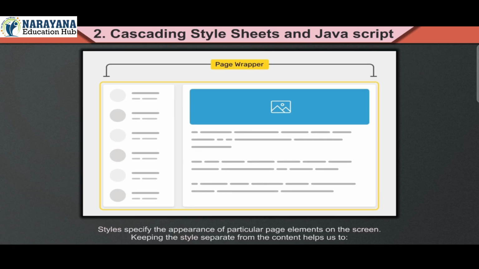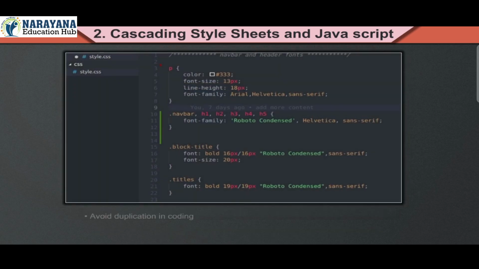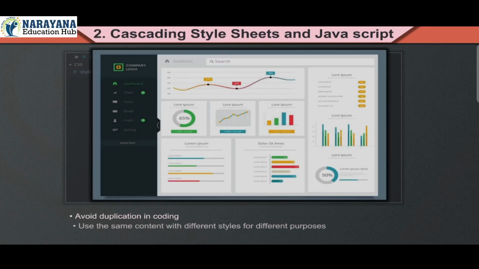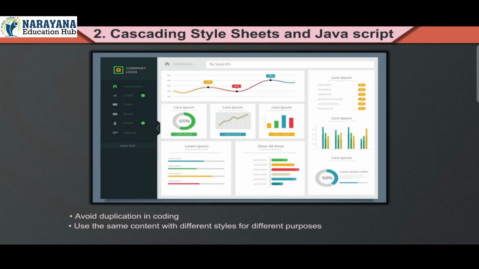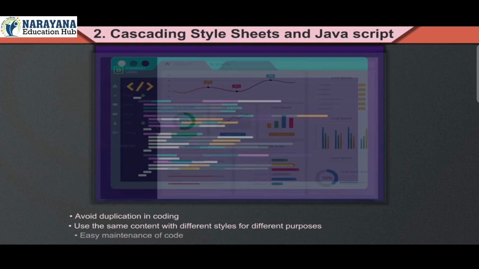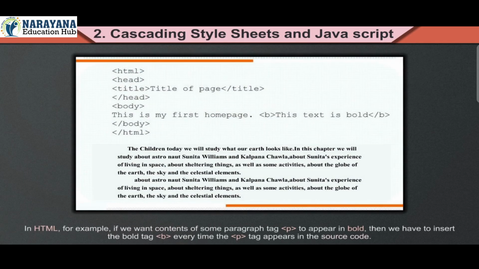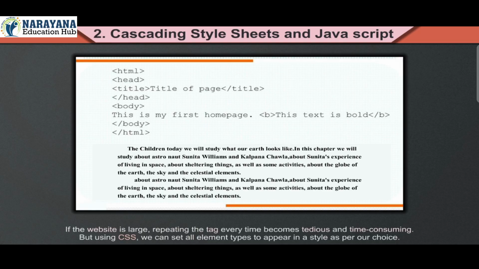Keeping the style separate from the content helps us to avoid duplication in coding, use the same content with different styles for different purposes, and maintain code easily. In HTML, for example, if we want the contents of some paragraph tags P to appear in bold, then we have to insert the bold tag B every time the P tag appears in the source code. If the website is large, repeating the tag every time becomes tedious and time-consuming.